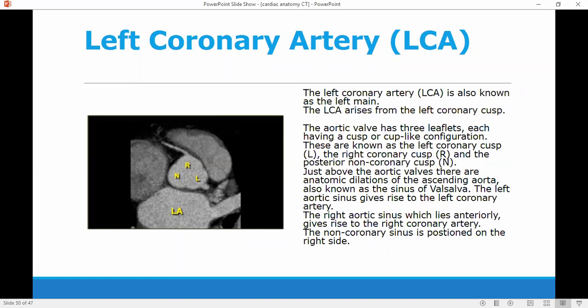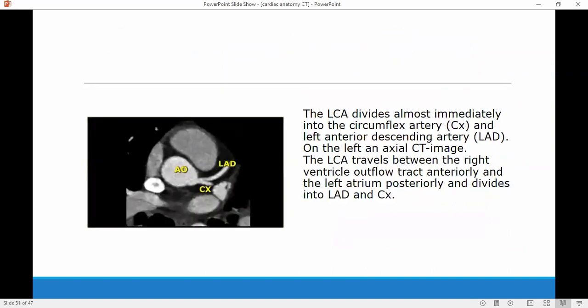Just above the aortic valve, there is an anatomic dilatation of the ascending aorta, known as sinus of Valsalva. Left aortic sinus gives rise to the left coronary artery. Right coronary sinus or right aortic sinus, which lies anteriorly, gives rise to the right coronary artery. Non-coronary is positioned on the right side. Left coronary artery divides almost immediately into circumflex artery and left anterior descending artery.